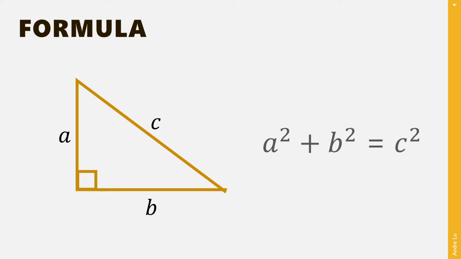It is important to remember that Pythagoras' theorem works only for right-angled triangles. But because this formula tells us the relationship between the three sides of a right-angled triangle, as long as we know two sides of a right-angled triangle, we will be able to find the third side. This will be further explored in another video.